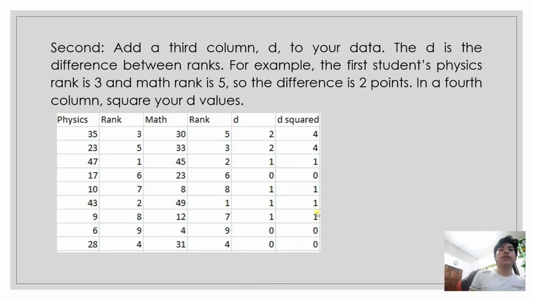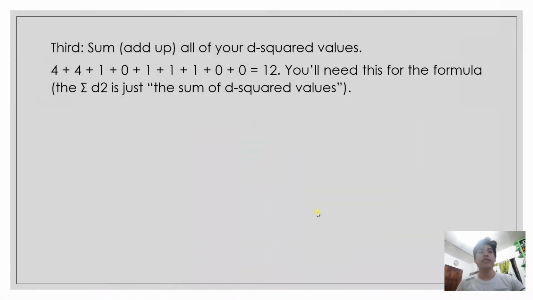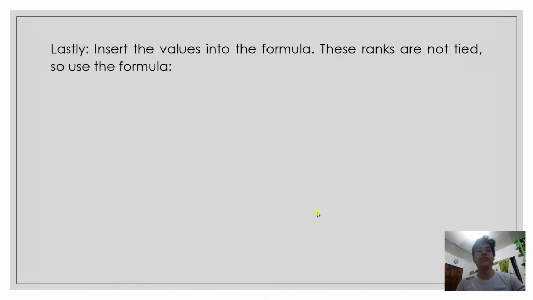So we complete our table, and now we can find the Spearman correlation by using our equation. But first we need to sum up all our d squared values, and this is 4 plus 4 plus 1 plus 0 plus 1 plus 1 plus 1 plus 0 plus 0, which is equal to 12. We need this for the formula, the sum of the d squared values. Then lastly, insert the values into the formula.